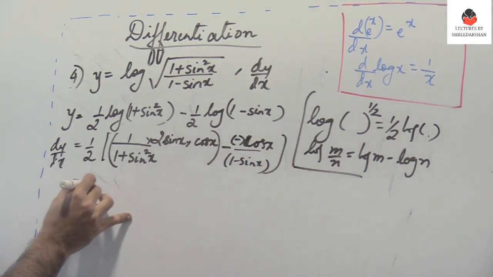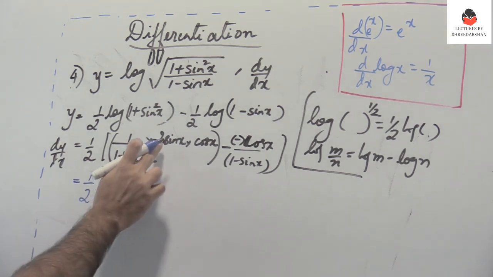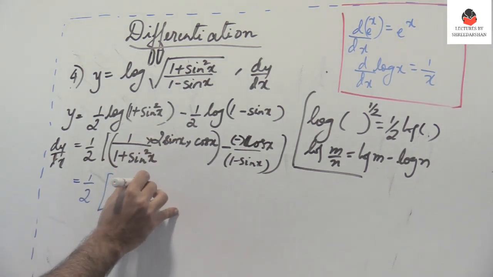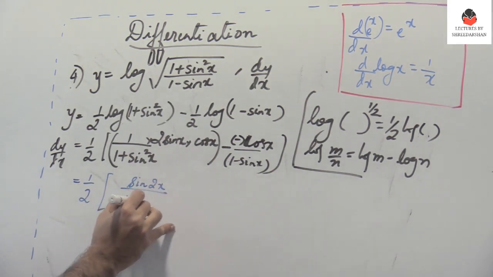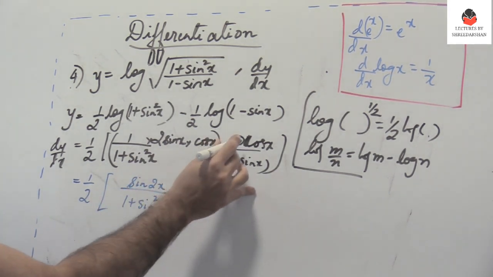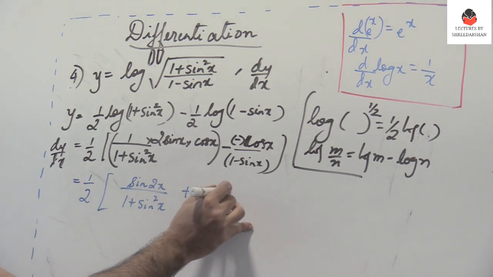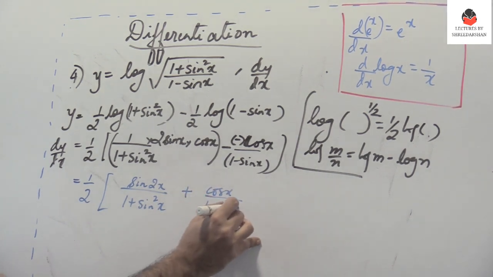So we have half. I can write 2 sin x cos x is sin 2x by 1 plus sine squared x, minus into minus is plus, cos x by 1 minus sine x.